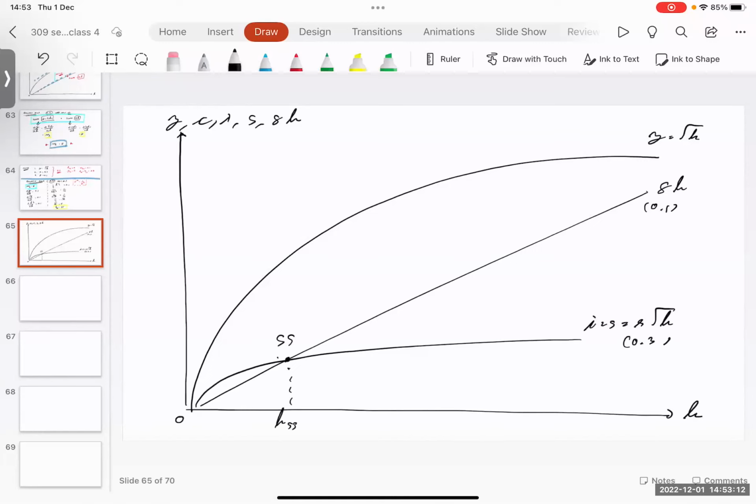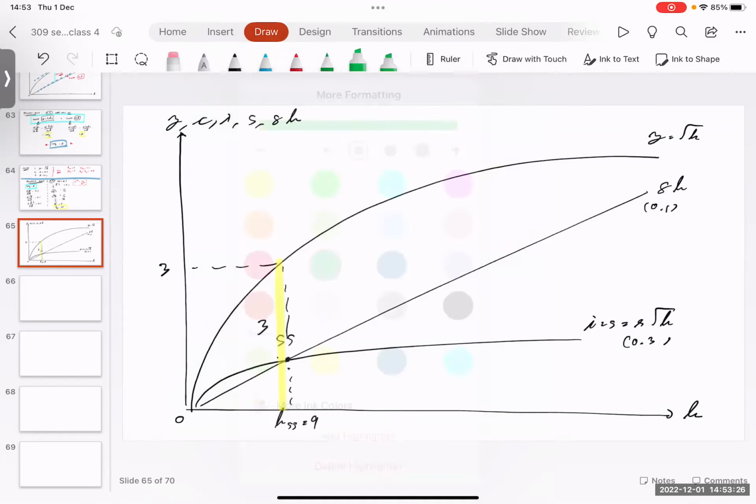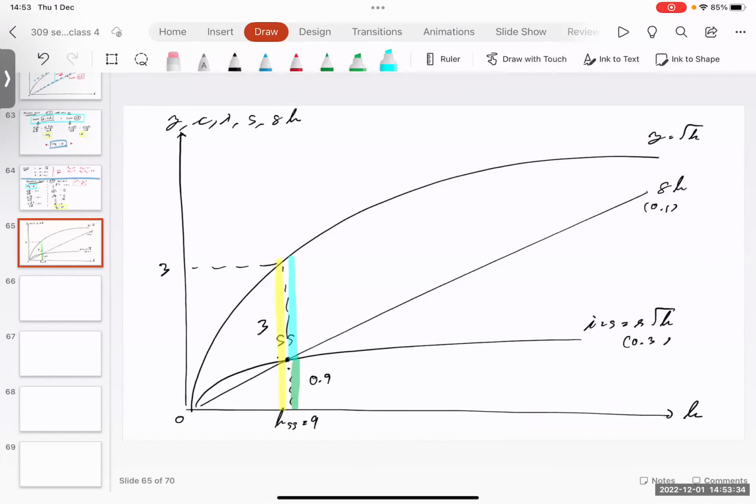K at the steady state point equal to 9. Okay, and then y at the steady state point equal to 3. This is y equal to 3. And investment and saving is here, equal to 0.9. Consumption is here, equal to 2.1. This is what we did together last time, okay?